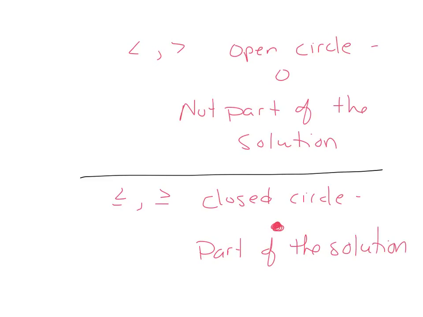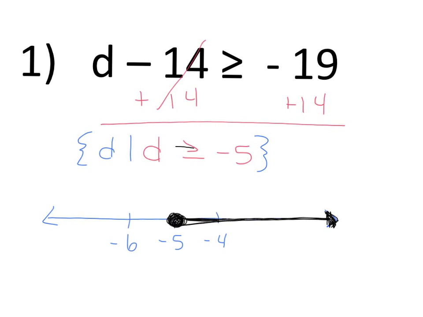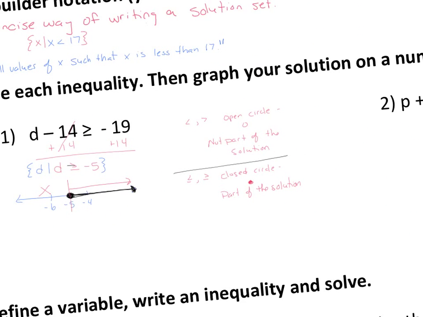Okay, all right, so let's go back over here and look at our example real quick. Looking at this one, because it was greater than or equal to, it's closed in, which means all of my answers from here over technically work. So -5, -4, 100, 200, 1,000, 1,000,000, anything on this side is an answer. Anything on this side is not an answer. If I tried to tell you -6 was the solution to this problem, you would say, nope, that's not going to work. Okay?